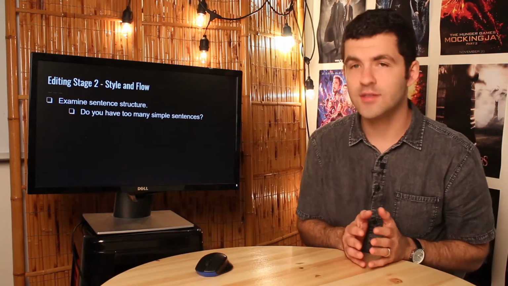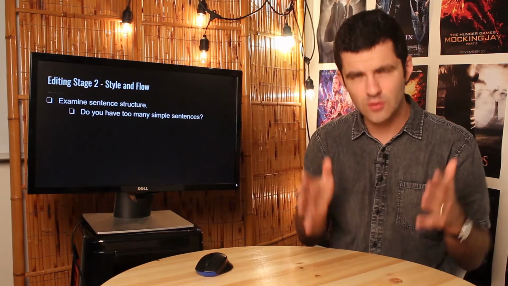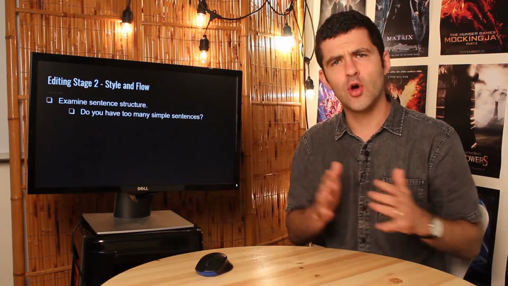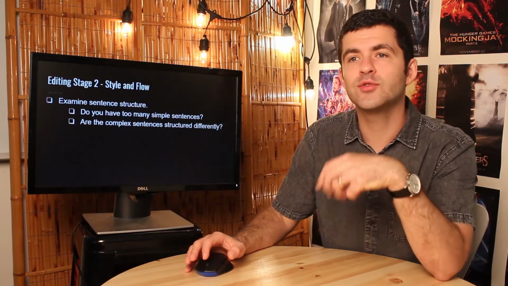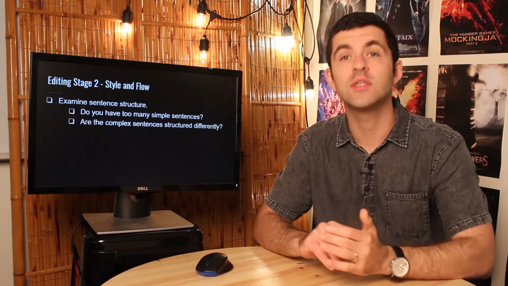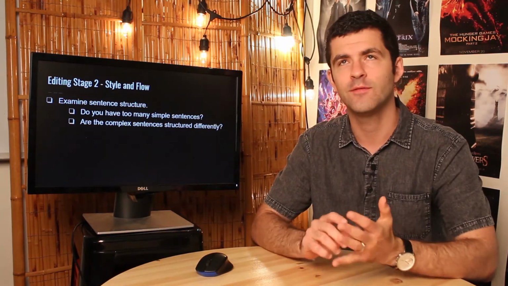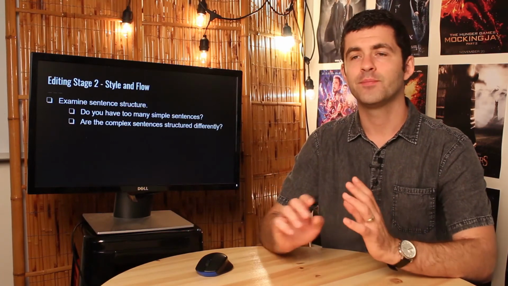On that note, examine your sentence structure. Do you have too many simple sentences? That's like what I was just saying. I walked to the sink. I did this. This happened. Short collections of words, just single clauses with full stops. It'll be really choppy if you have a lot of those in a row. Also, are the complex sentences structured differently? As you're building those complex sentences by adding in commas and conjunctions, things like and, but, what is it, FANBOYS: for, and, nor, but, or, yet, so.